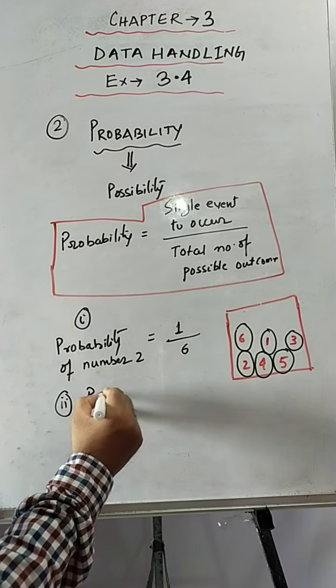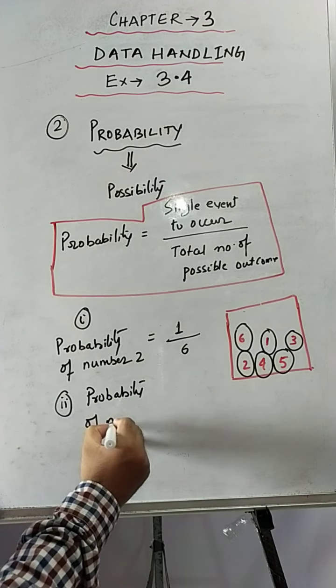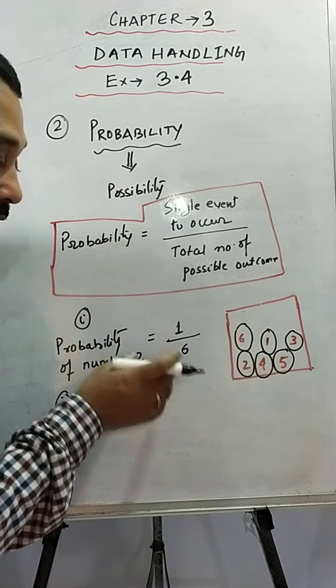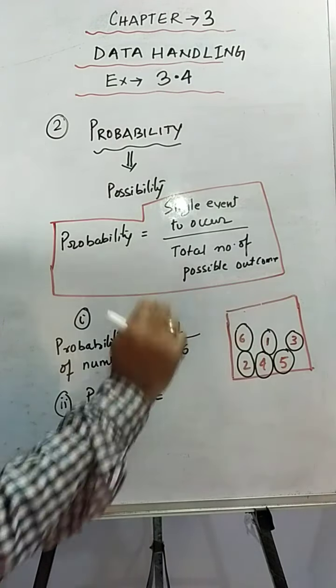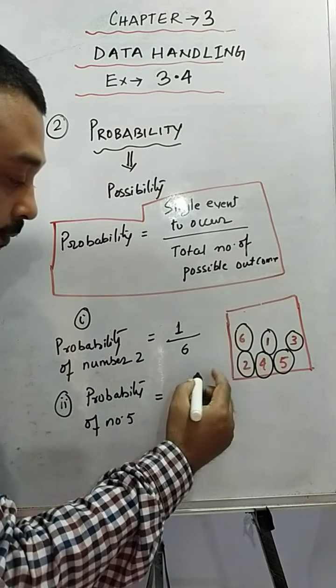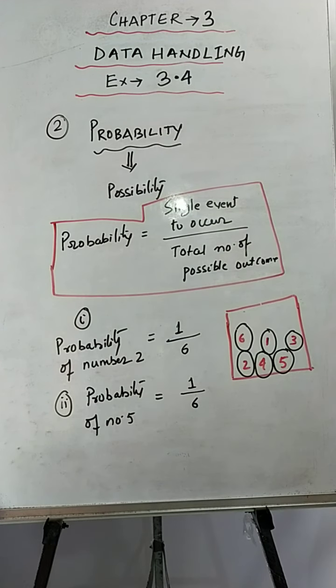Now let's move on to sum number 2. The next question they have asked: probability of number 5 ball. Again the same, the question is related to this event only. So what is the total outcome? That is 6. And out of this total outcome, how many times will you get the number 5 ball? Again, 1 time only. So the answer is again 1 by 6. Understood? This is as easy as this.